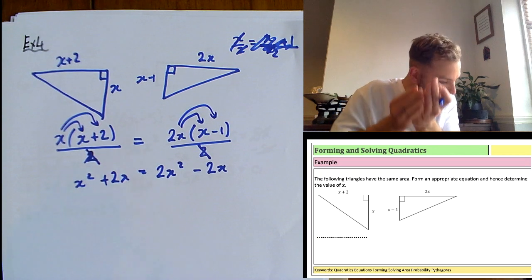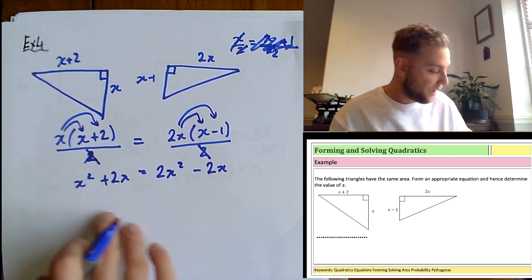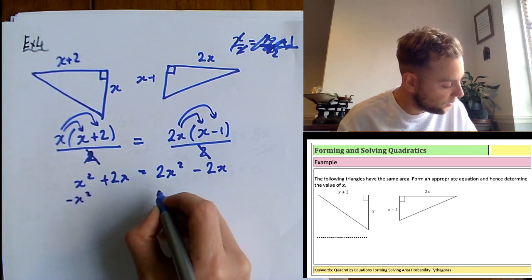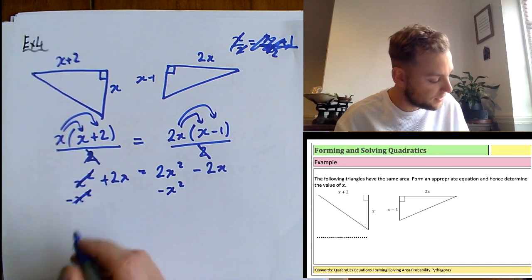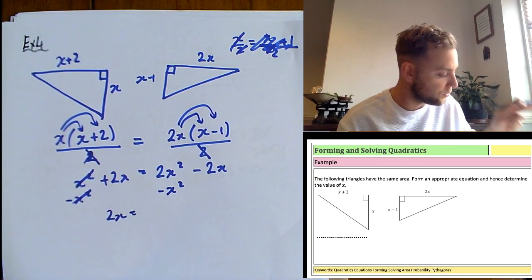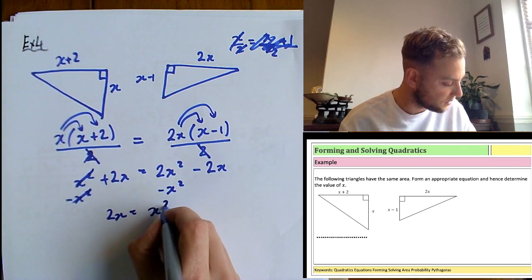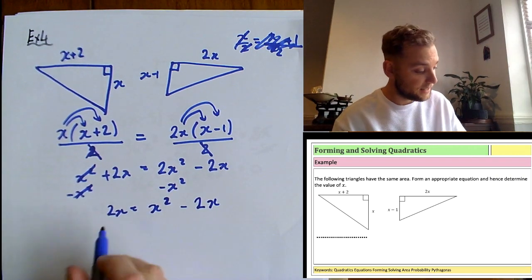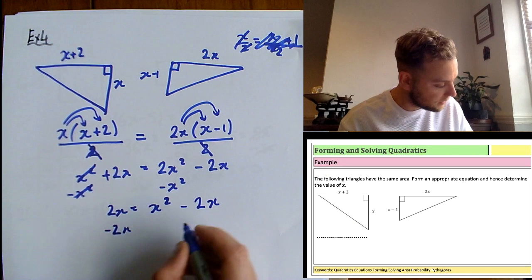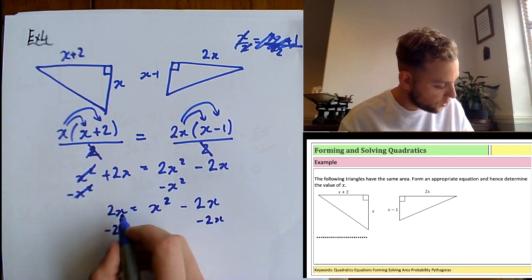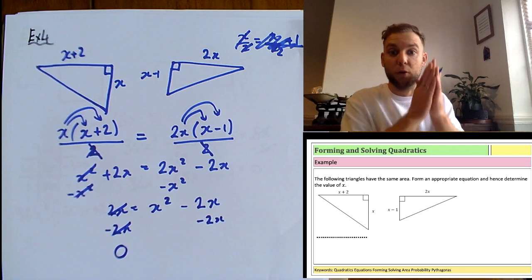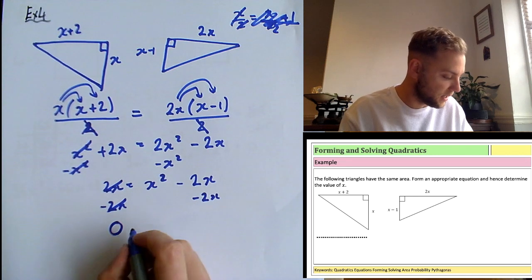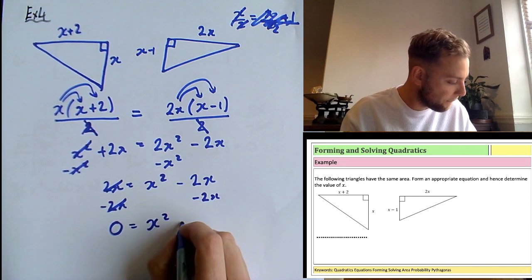Okay, I'm going to take it all over to the left-hand side to keep the squared positive. So I'm going to minus x squared first. Minus x squared from this side, it just cancels, so I'm just left with 2x is equal to minus x squared on this side. I'm just going to be left with x squared there, like so, minus 2x. Next thing I need to do is get rid of this 2x. So minus 2x, minus 2x. So if I minus 2x from this side, it's equal to 0. Remember, if I want to solve it, I need to make it equal to 0. 0 is equal to x squared minus 4x.